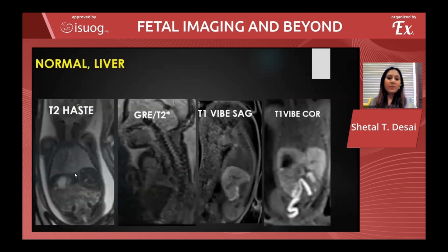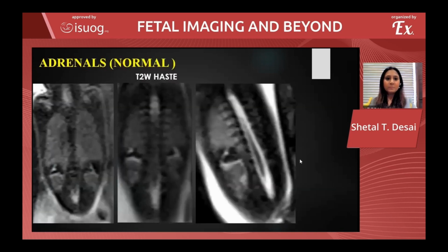Normal liver is seen predominantly in the right upper abdomen as an intermediate hypointensity and small part on the left side. On T2 star, the hypointensity is slightly higher as compared to T2 HASTE. And on T1 weighted, it is seen as an intermediate T1 hyperintensity when compared to the high signal intensity of the meconium in the bowel. Adrenals are seen as triangular caps with central hyperintensity or trifoliate structures with peripheral hyperintensity on a T2 weighted image.